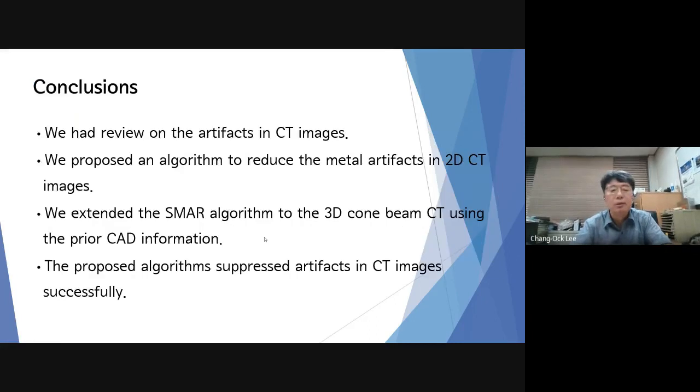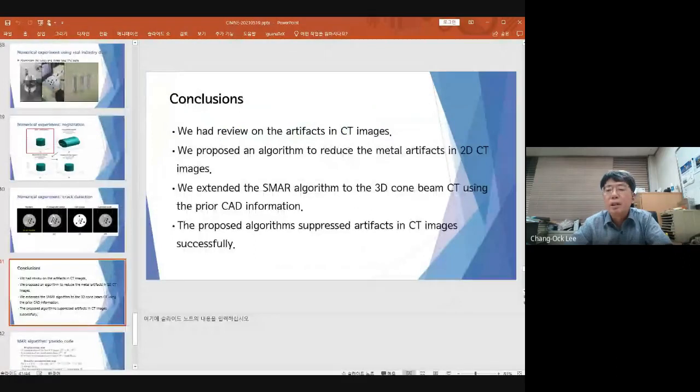Now let me give you some conclusions. We had a review on the artifact in CT images, and we proposed an algorithm to reduce the metal artifacts in two-dimensional CT images. We extended it to the three-dimensional cone-beam CT using the prior CAD information, and we showed that the proposed algorithm suppressed the artifacts in CT images very, very successfully. So I want to stop here.